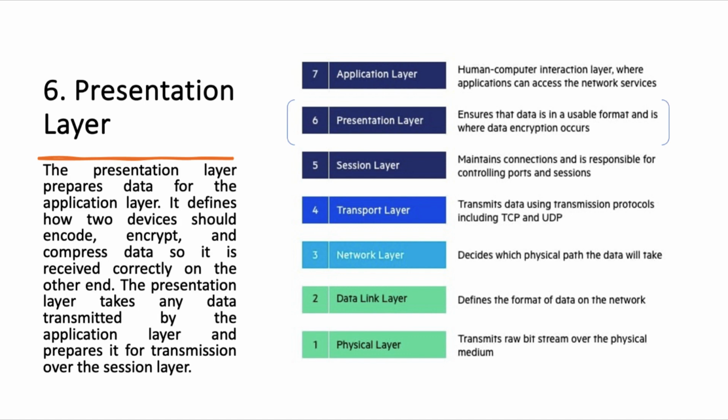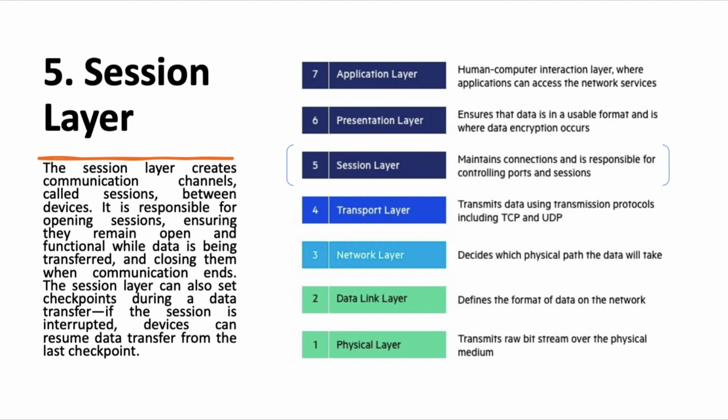Next layer is presentation layer. The presentation layer prepares data for the application layer. It defines how devices should encode, encrypt, and compress data so it is received correctly on the other end. The presentation layer takes any data transmitted by the application layer and prepares it for transmission over the session layer.